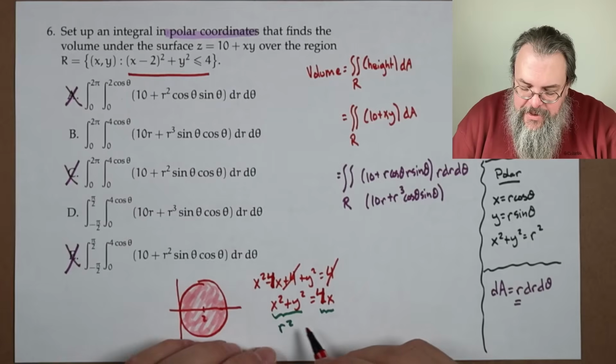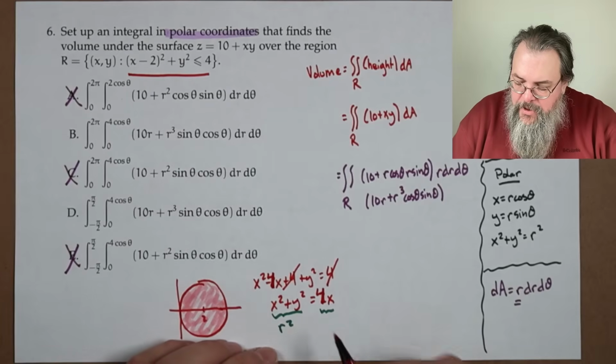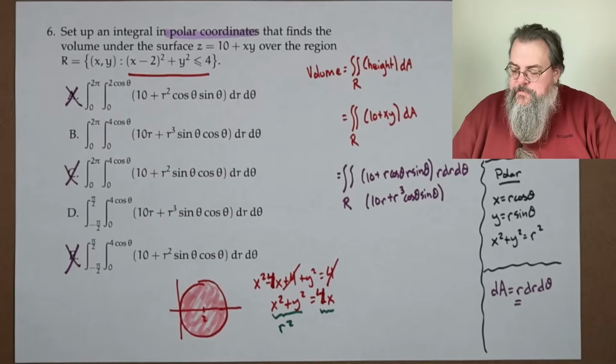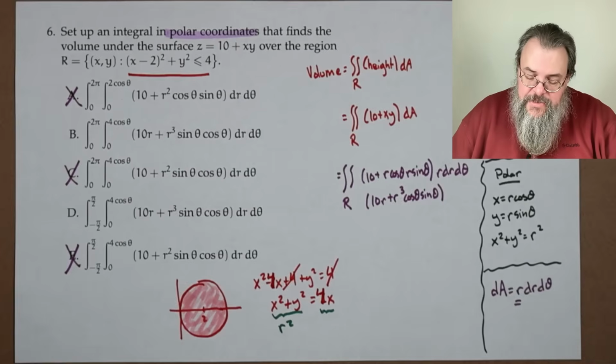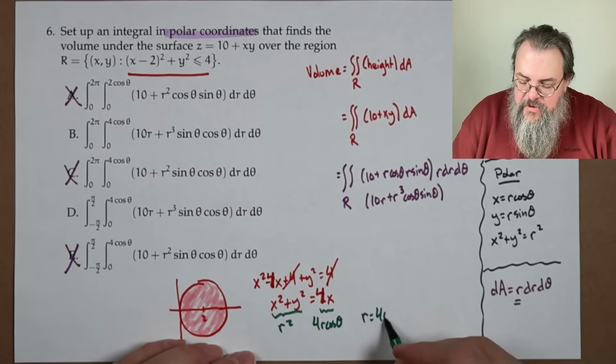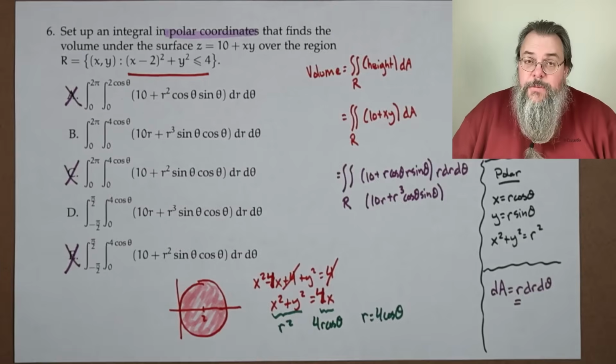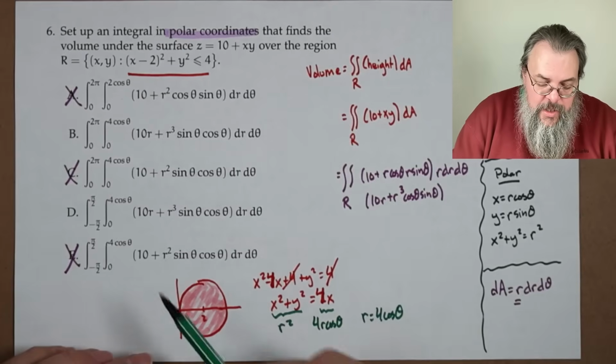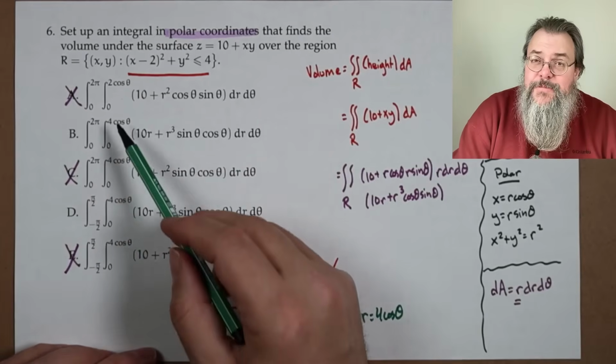Okay, so r squared, and this is your 4r cosine theta, right? Because x is r cosine theta. And then you're like, aha, the r's cancel. So you get r equals 4 cosine theta. And you're like, great, so we want the one with r equals 4 cosine theta. Well, that's actually both of them.